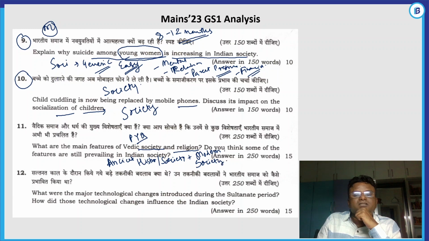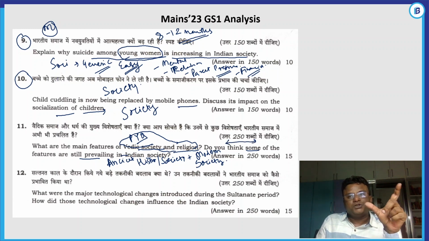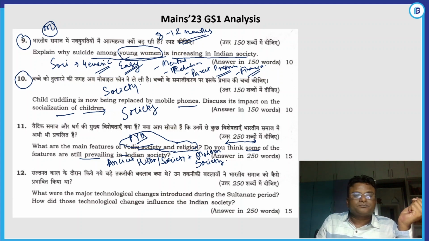The next part says, do you think some of that is still relevant or prevailing in Indian society? I'm sure that all of you must have read about this part and should be able to write it. But this you may have to think: various dimensions of the Vedic religion which are still prevalent, the belief system of the people, the religiosity of the people, things like that, right? And the rituals that they follow, the festivals that they celebrate. You need to bring out a lot of examples and say to what extent it is prevailing in the modern age.